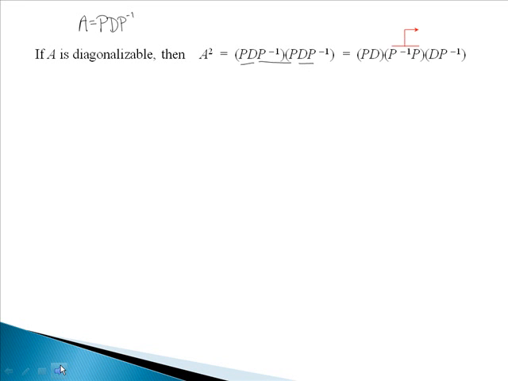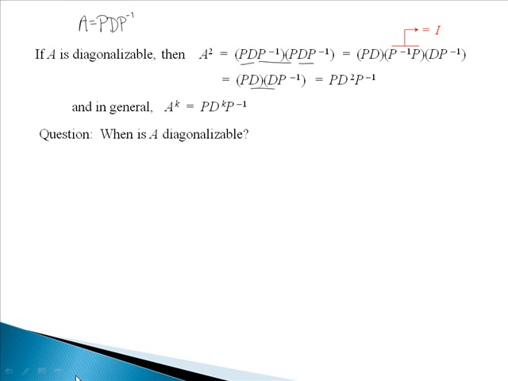And so what we see then is that P inverse P is equal to the identity matrix. And whenever we multiply by the identity, we know that it basically disappears. It's like multiplying by 1. So then we're left with P times D and then D times P inverse. So reordering again, we see that D squared is what we end up with here in the middle. And so then we see that A squared is also diagonalizable. And so in general, A to the k is going to be P D to the k P inverse.